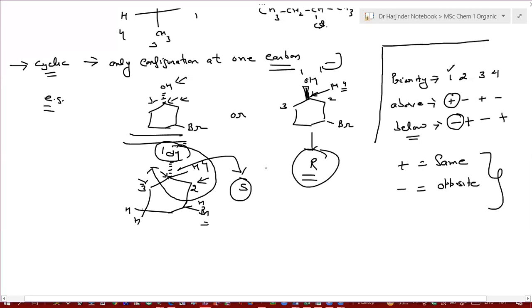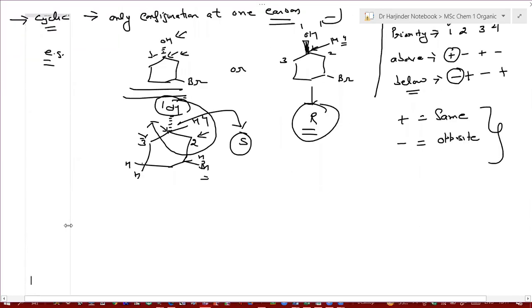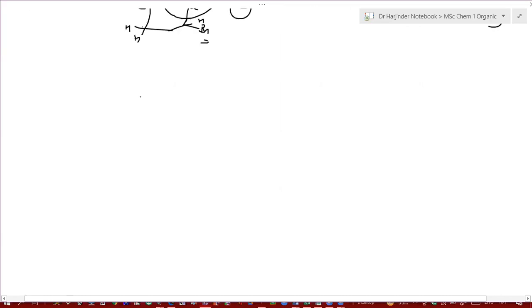Yes, sir. Okay, so let's move towards the further examples. Now, suppose you have this molecule and you have to assign configuration over this chiral carbon. So what will be the configuration over this chiral carbon? It will be R or S?